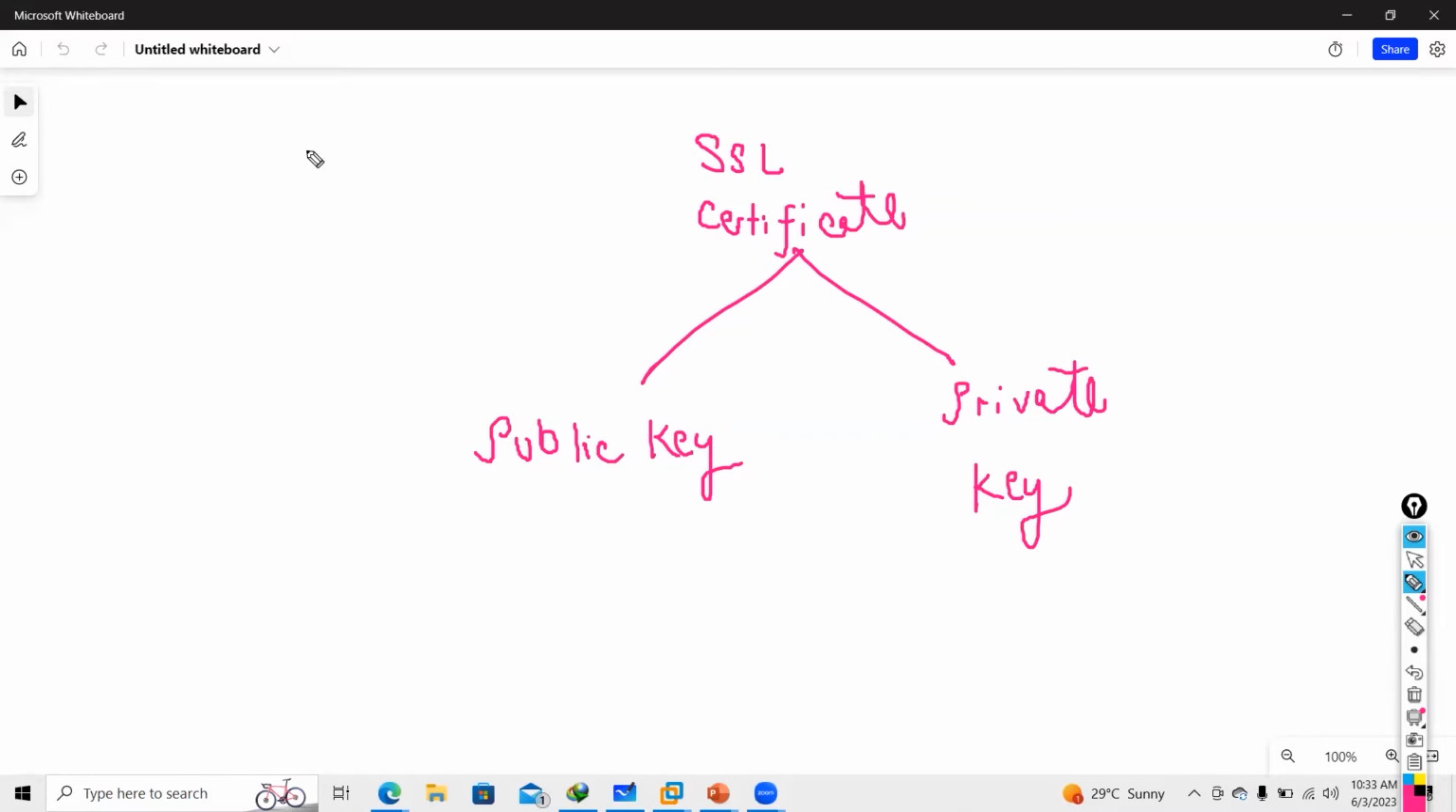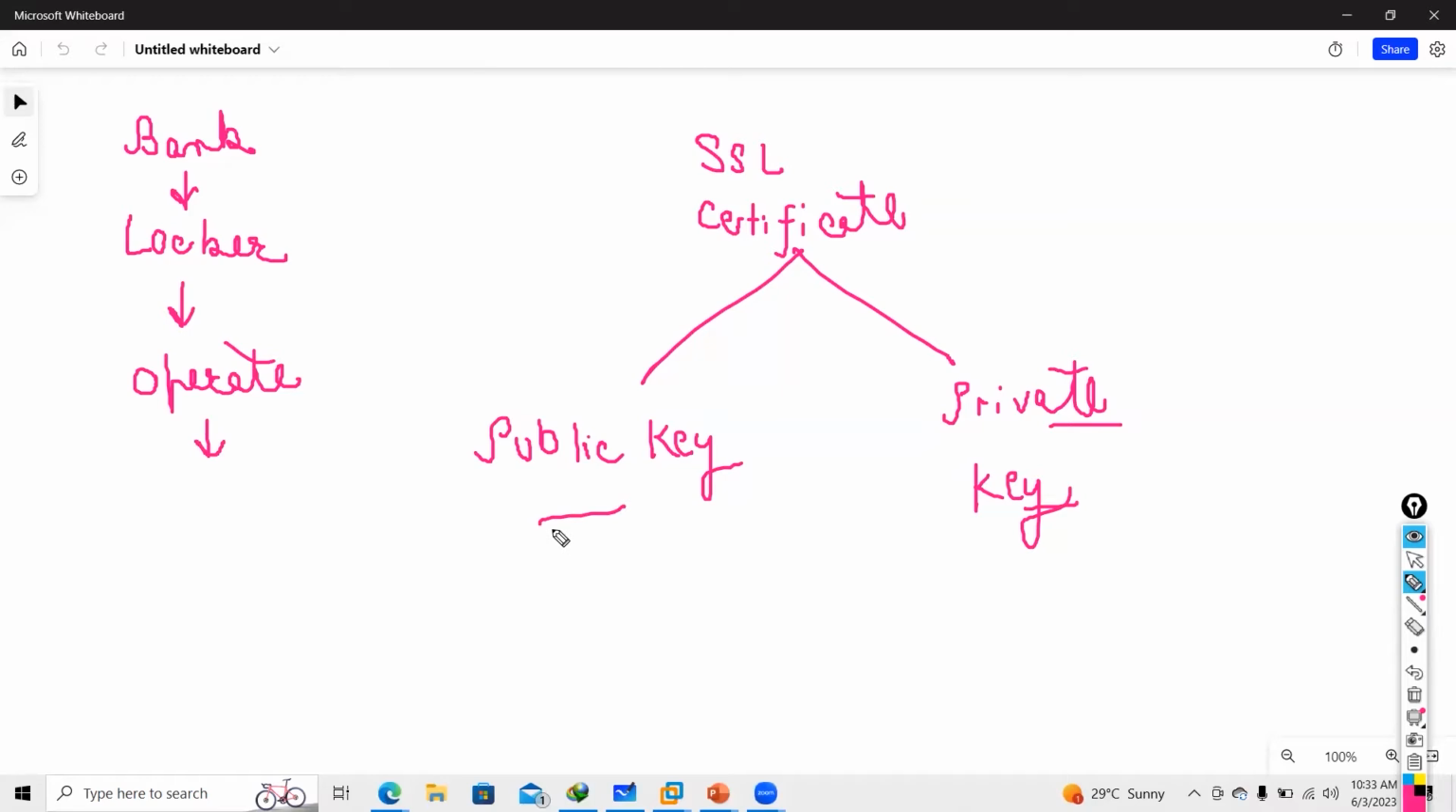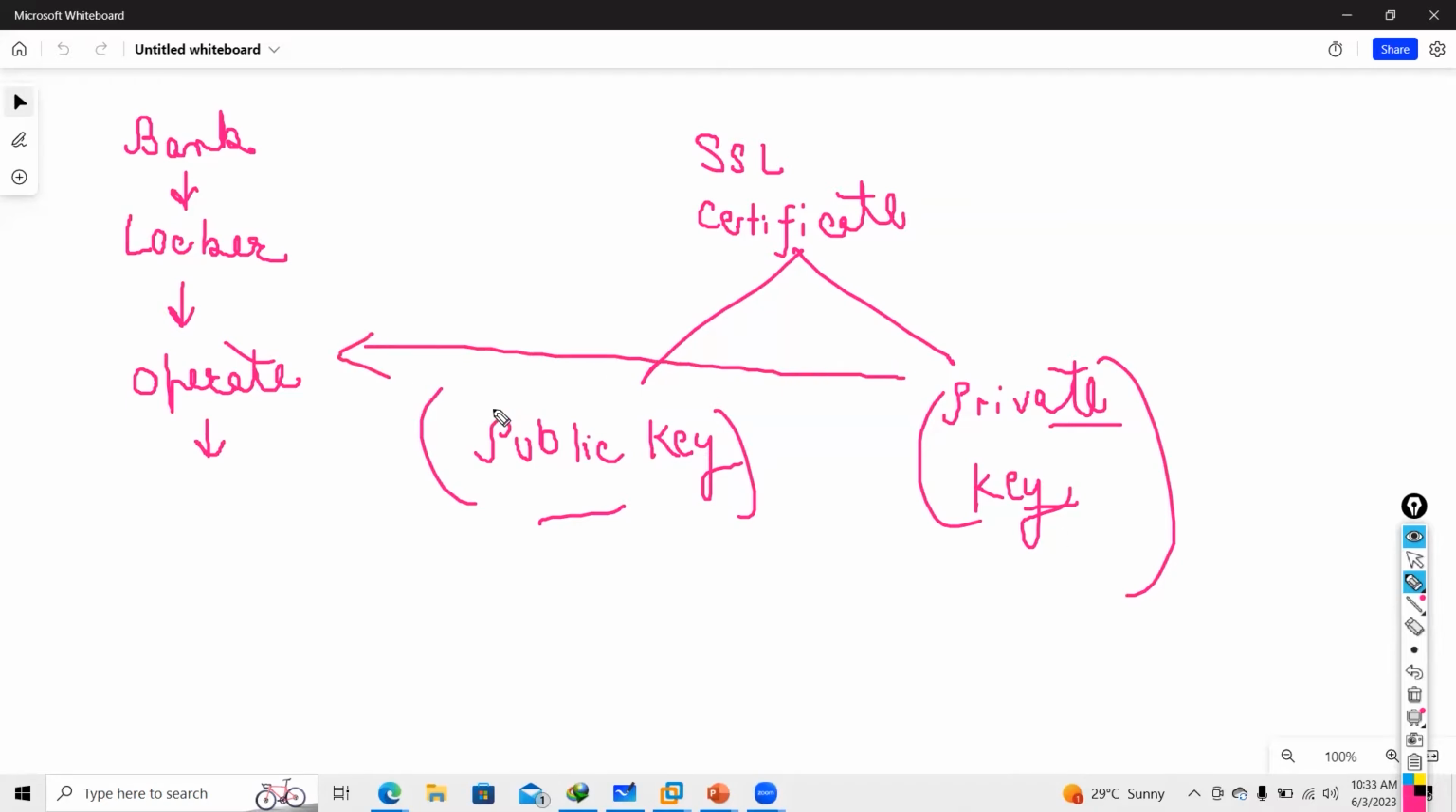So let's take an example of a bank. In a bank, you must have a locker. When you operate a locker, you have one key with you that is called the private key, and you have one key which is the public key. Do you have both the keys when you operate a locker in a bank? Public key and private key? Wrong. When you go to the bank to operate a locker, you always carry your private key, and the public key always remains with the bank.